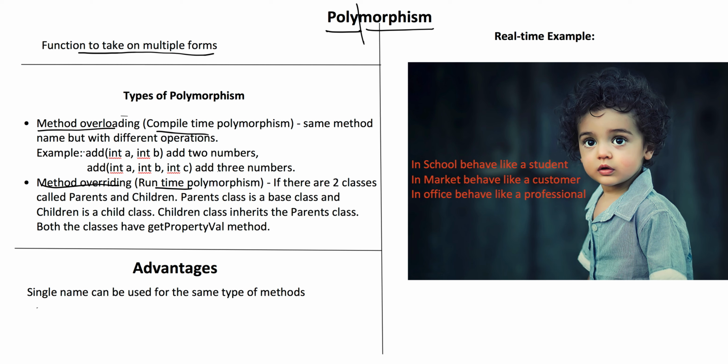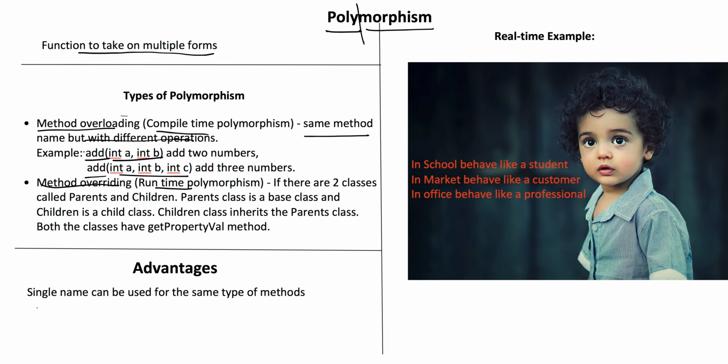So method overloading means the same method but with different operations. Different operations means, here, add. These are two methods having the same name, called add. The first method will try to add two numbers, whereas the second method will try to add three numbers, a, b, c. So here the same method is acting differently based on the situation.